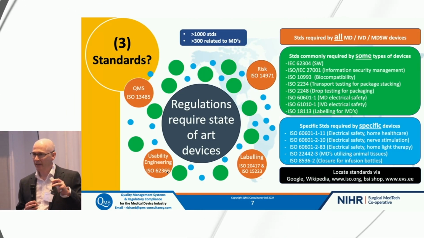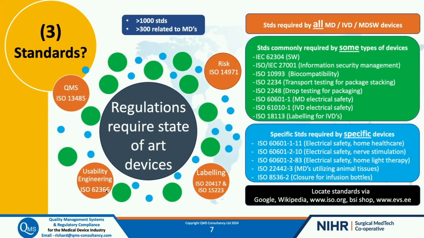Standards are there to set a minimum bar. So every regulation requires your product to be state-of-the-art. And what state-of-the-art means is it meets the requirements of the standards. In the orange bubbles, we've got what ISO standards are going to be in every single product. So usability engineering, 62366, labeling, the risk standards, 14971, and ISO 13485 will cover every medical device.